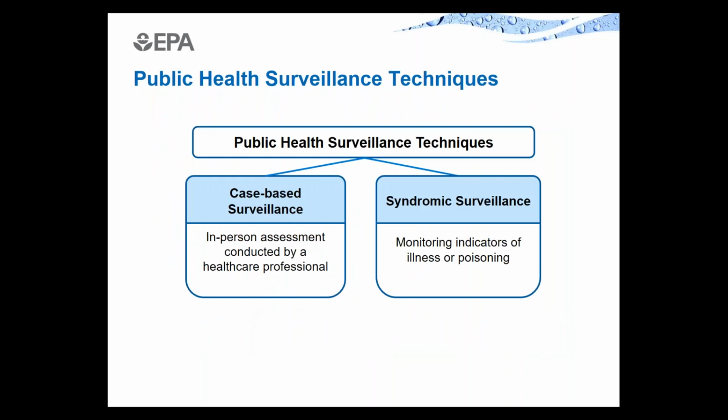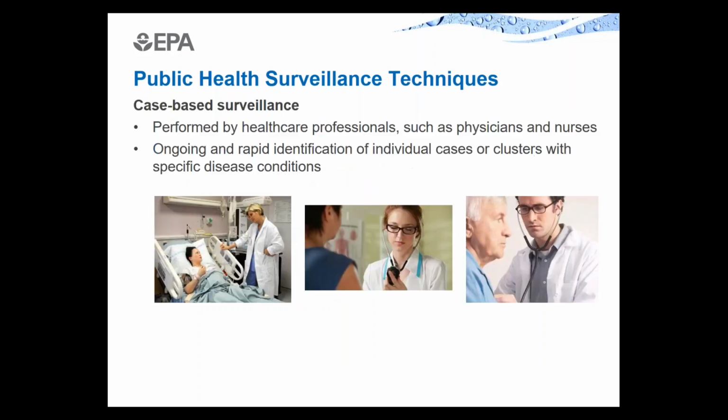Speaking of which, there are two kinds of public health surveillance that are commonly practiced. One we refer to as case-based surveillance, and the other is syndromic surveillance. Over the next two slides, I'll explain what we mean by each of those terms. Case-based surveillance is performed by healthcare professionals like physicians and nurses during routine patient exams. So these examinations can lead to identification of individual cases of specific disease conditions.